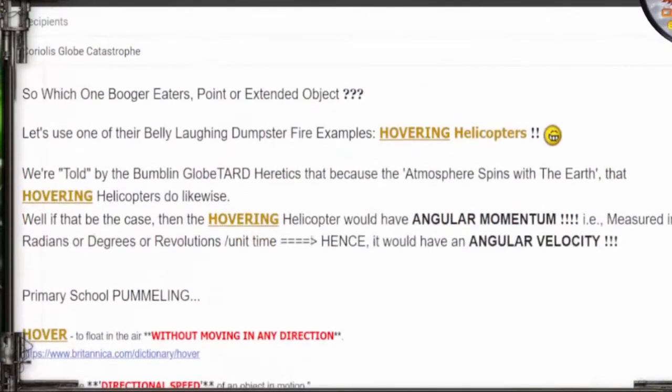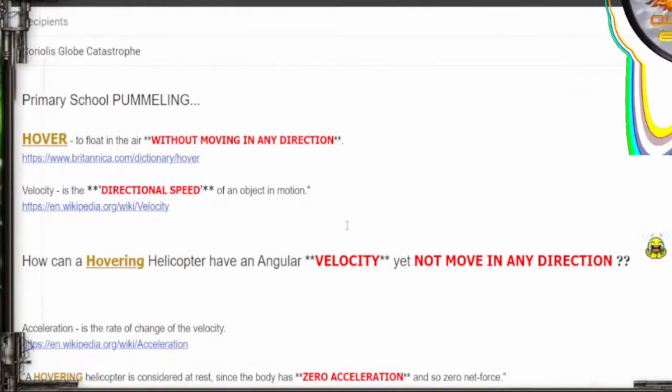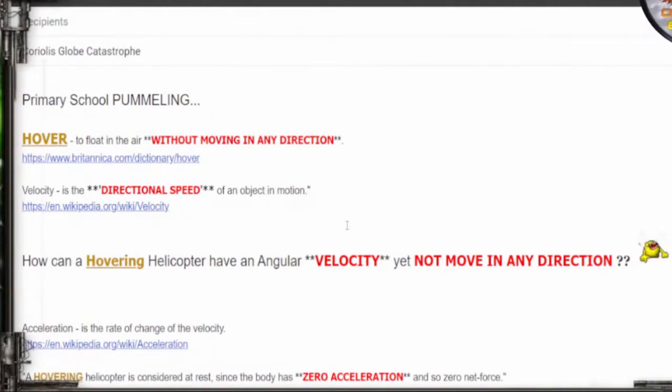Uh-oh. This is the primary school pummeling. Let's go look what hover means. From Britannica.com, hover: to float in the air without moving in any direction. That's interesting. While velocity, from the wiki clowns, is the directional speed of an object in motion. How can a hovering helicopter have an angular velocity yet not move in any direction? Por favor.